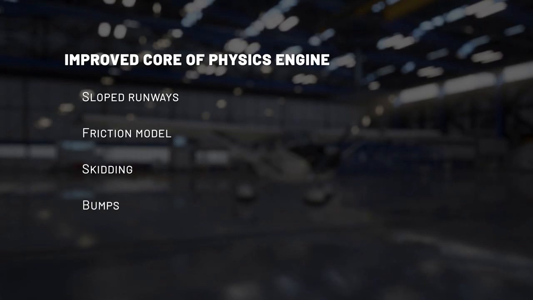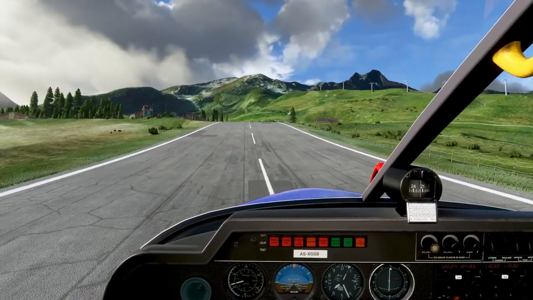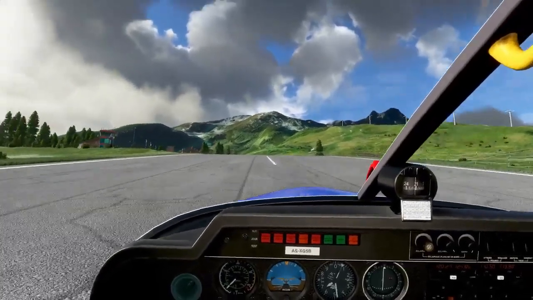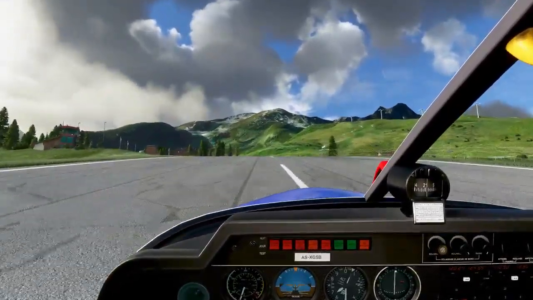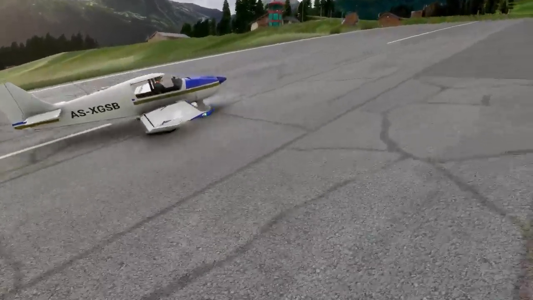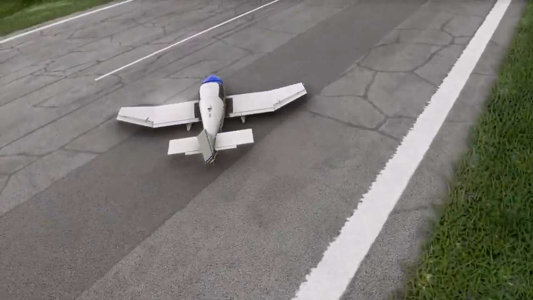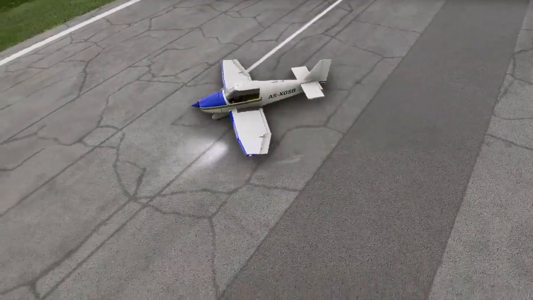We also improved the way the bumps on the ground are handled. They are now realistically simulated, and the way the brakes are simulated. So this allows for planes to come to a full stop even on slopes, and that's when they transition from dynamic friction to static friction. And planes can really come to a complete halt exactly as they should on slopes. So when you do a landing on a sloped runway, you can now roll and you can stop on the slope, turn around and take off again.